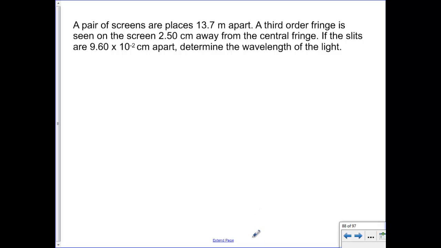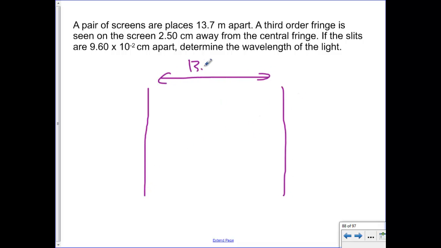Alright, here's the second one. You've got a pair of screens. Now I'll give you different information this time though. This time I'm going to tell you that the screens are 13.7 meters apart. And we're now looking for the third order fringe. So here's the middle, here's the first, here's the second, here's the third. And we actually get to know the distance away this was. This is 2.50 centimeters.